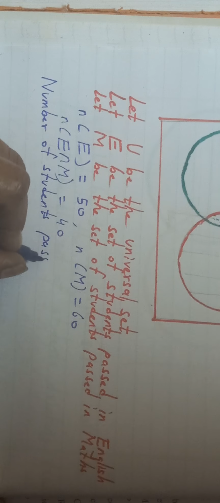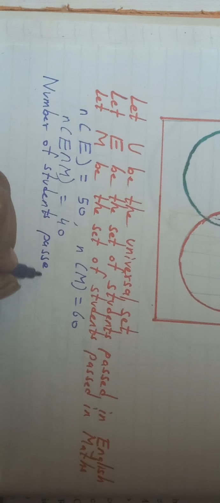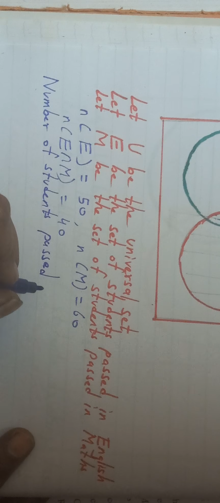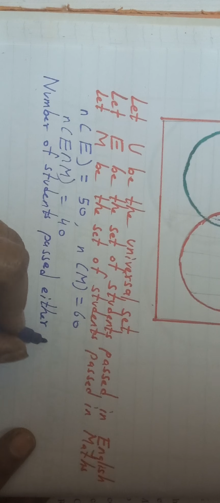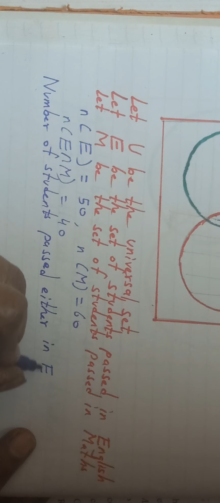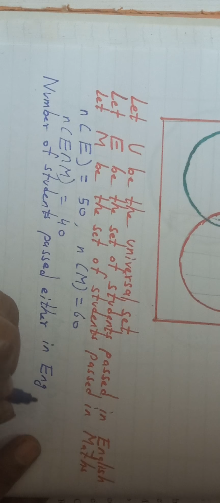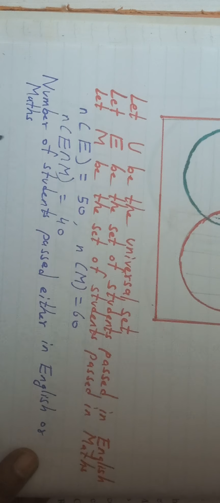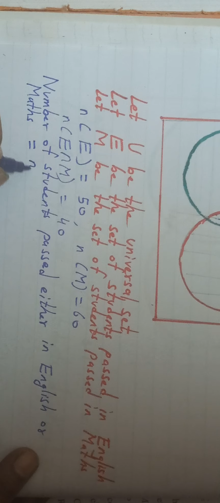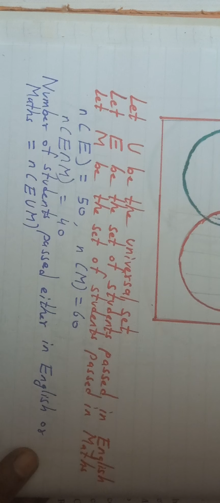passed either in English, I'll write like this, either in English or maths. Either one at least you want. That you have to find is nothing but E union M. That you should know. Okay.